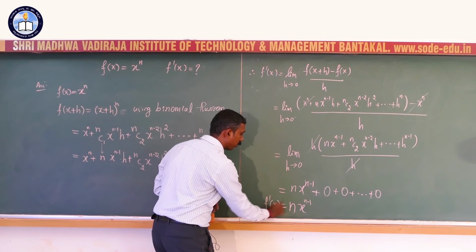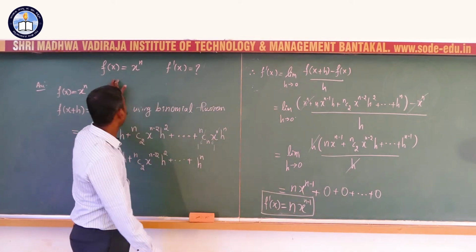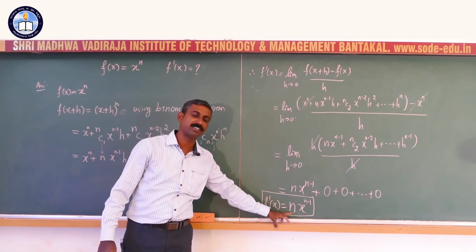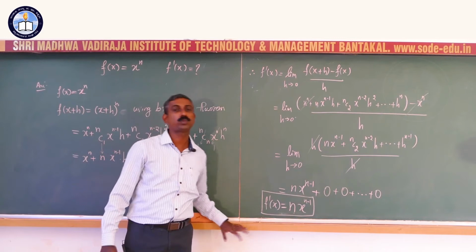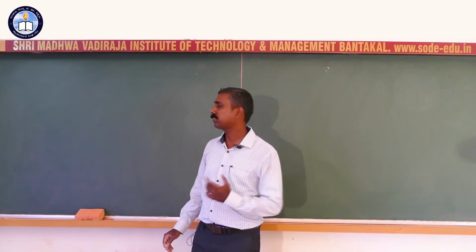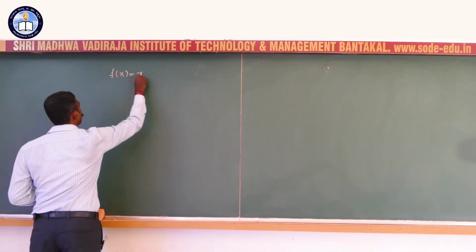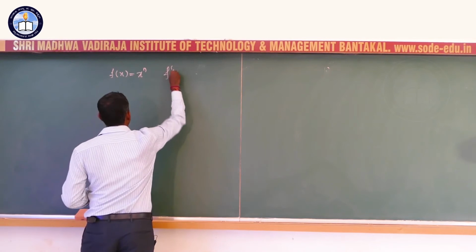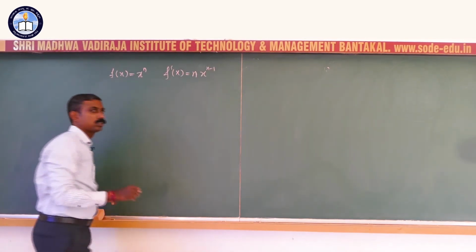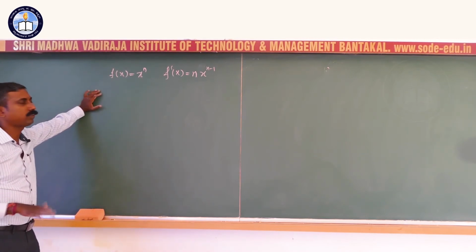So, whenever your f of x is x power n, we can write f dash of x is equal to n into x to the power n minus 1. Just now we have seen that whenever you have f of x equal to x to the power n, f dash of x is equal to n into x to the power n minus 1. So, we can use this in some examples.